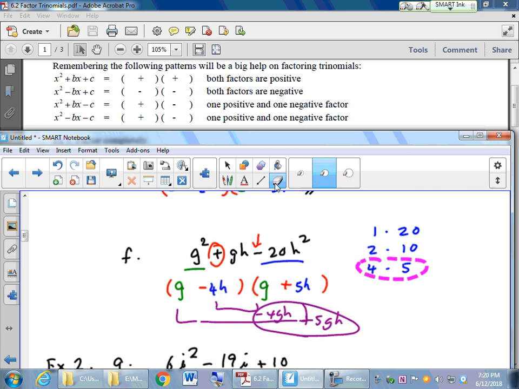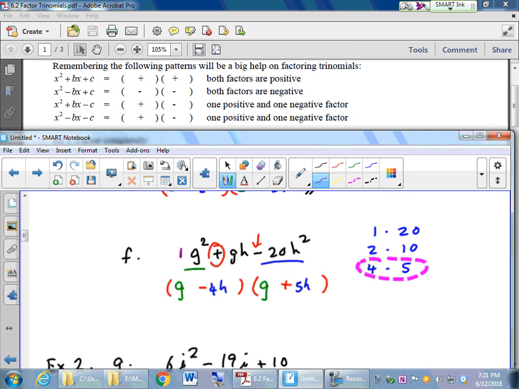So we are good. And you really need to be able to factor these types of problems fast. When the leading coefficient is 1 right here, you need to be able to factor these types very fast. That way we can continue on to the next type a lot faster.